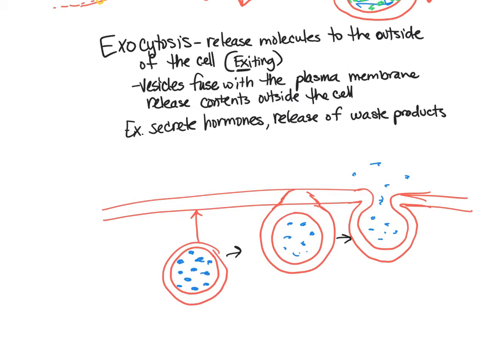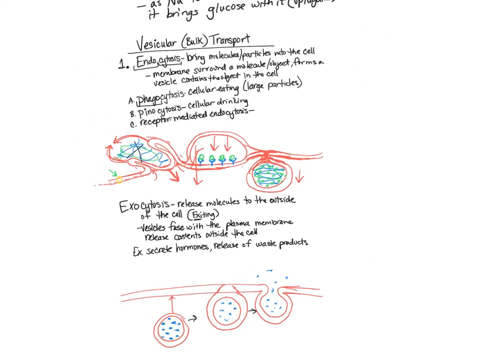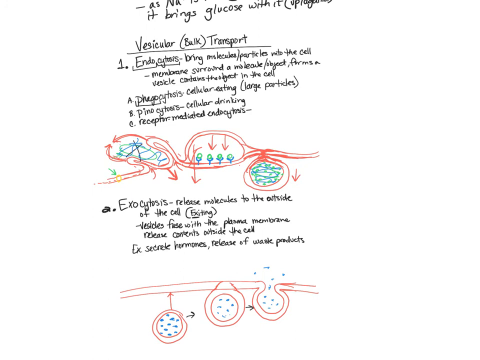So that is exocytosis. That sums up our vesicular transport, which is endocytosis and exocytosis. And endocytosis is further broken down into phagocytosis, which is cellular eating, pinocytosis, which is cellular drinking, and then our receptor-mediated endocytosis, which utilizes receptors to then initiate endocytosis.